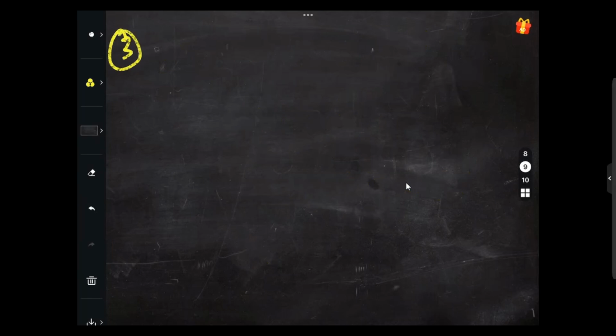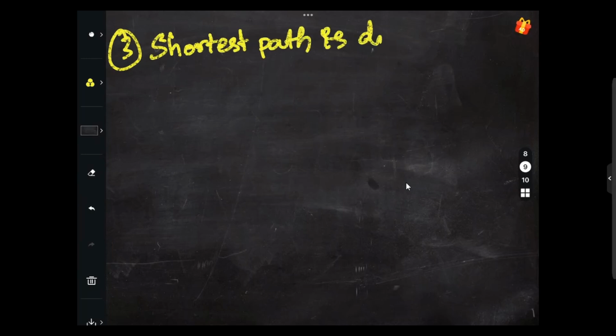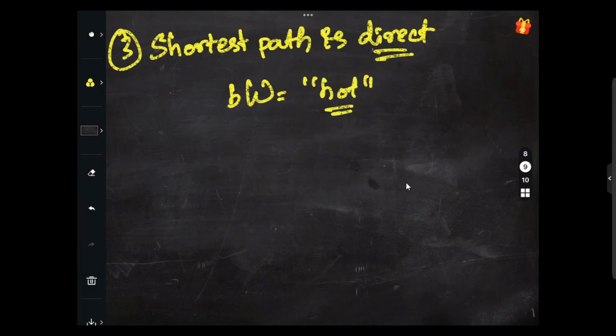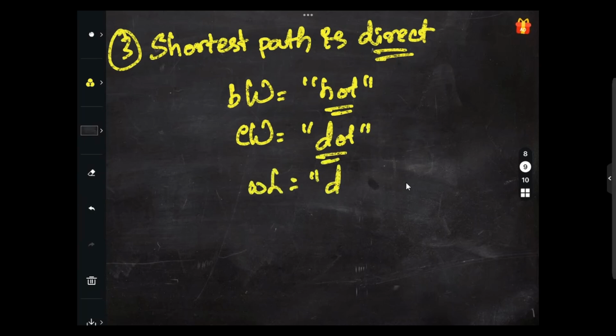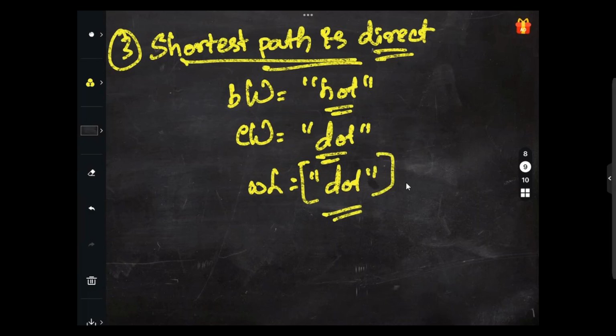Here, the third and final edge case is shortest path is direct. When I say the shortest path is direct, it means only one change is needed. In this case, for the begin word, let me consider here hot, and the end word, let me consider here dot. And the final one, the word list, let me consider here dot. So we have only dot here. This is the condition we are going with, right?